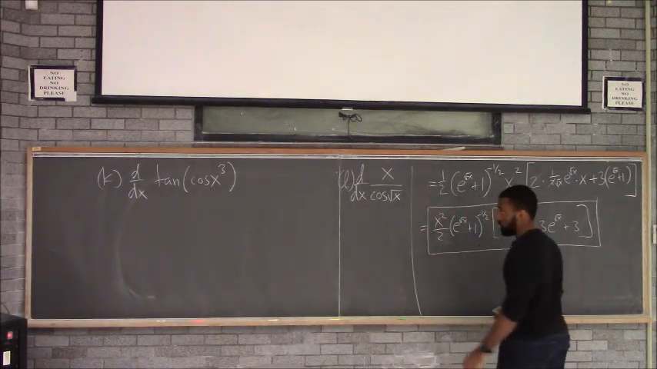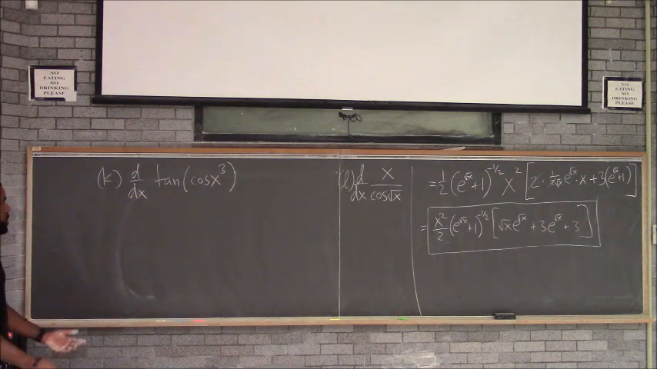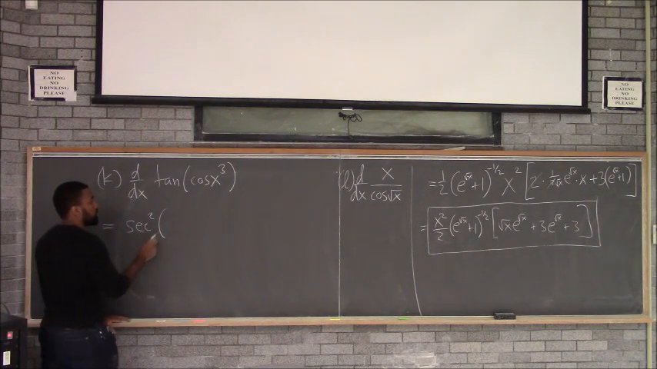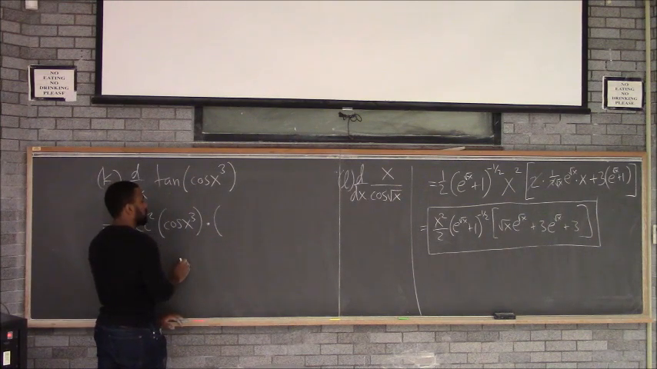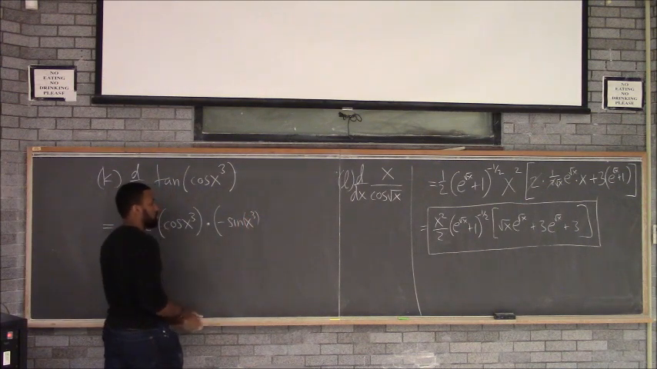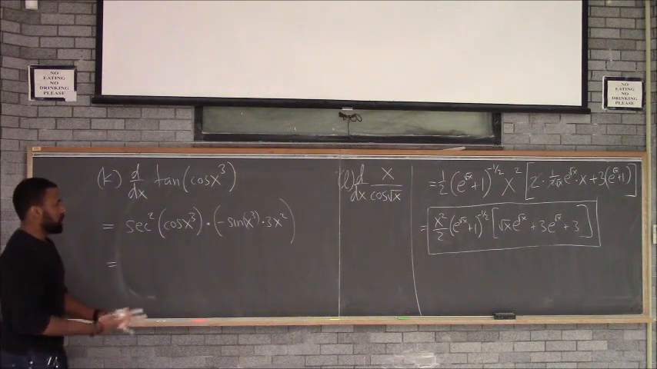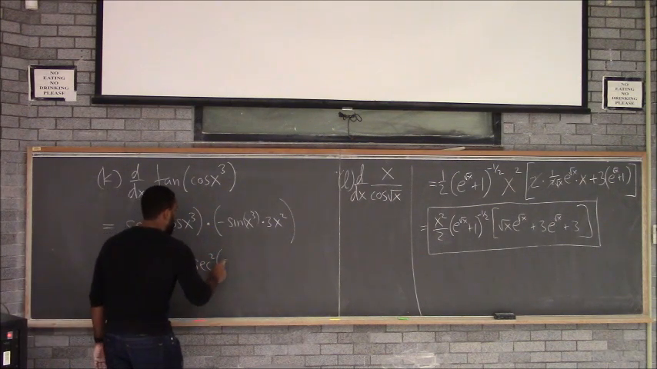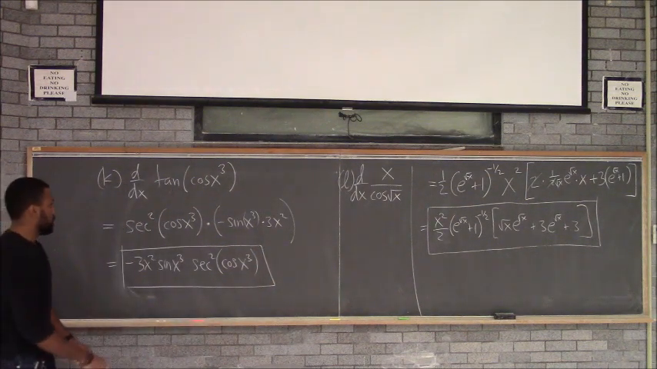Let's just knock these out quickly. This is very similar to the sine of x squared example. So we're going to do the same thing, except the trig functions are just different. So just tell me what's the answer going to be here. Go. Secant squared. So that's what it would be. You can just rearrange the terms for aesthetic reasons here. Minus 3x squared sine of x cubed secant squared cosine of x cubed. So that's how we do that.